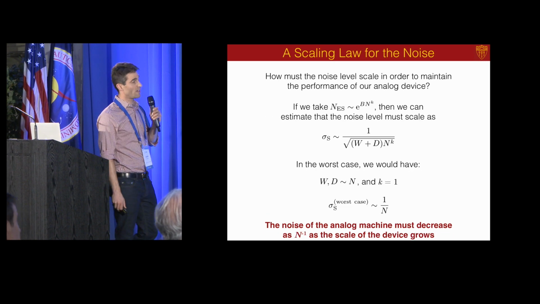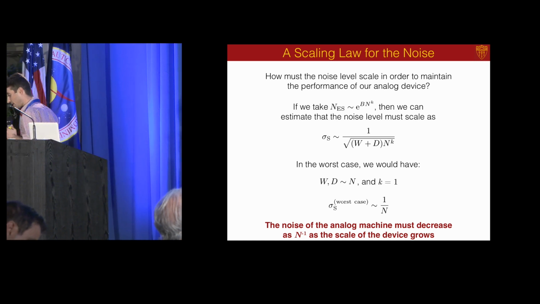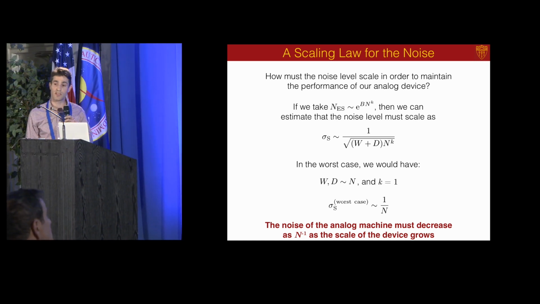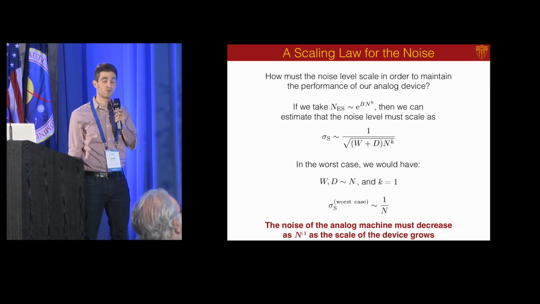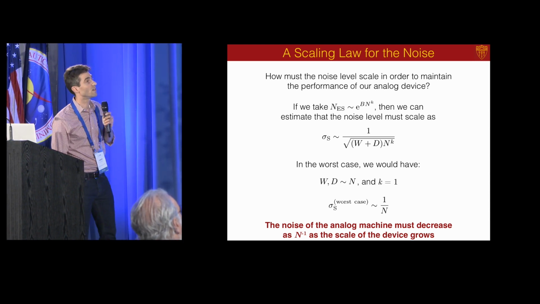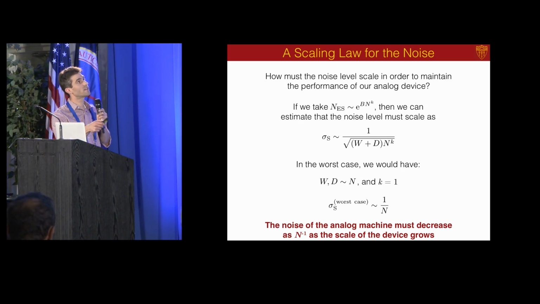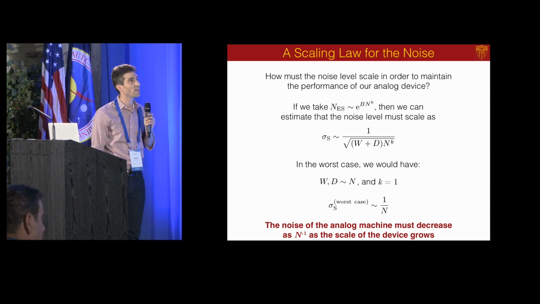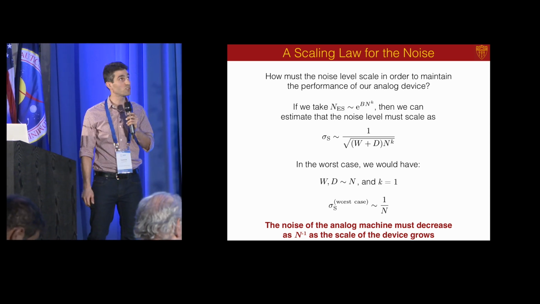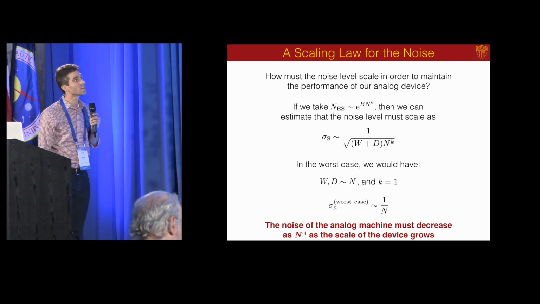So now, OK, this looks bad. So how must we scale the noise in order to maintain a fixed probability that at least one ground state remains the ground state of the implemented Hamiltonian? So let's take the number of excited states to go as e to the b n to the k, where k equals 0 will correspond to the number of excited states being a polynomial in n.